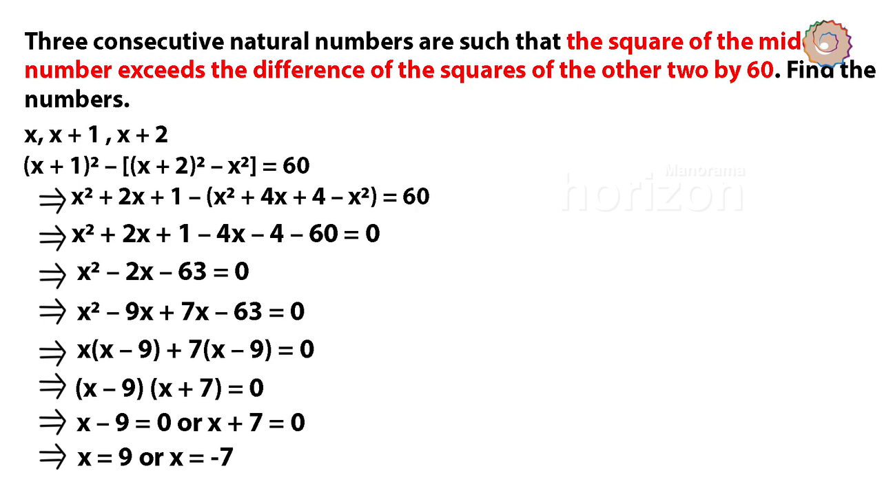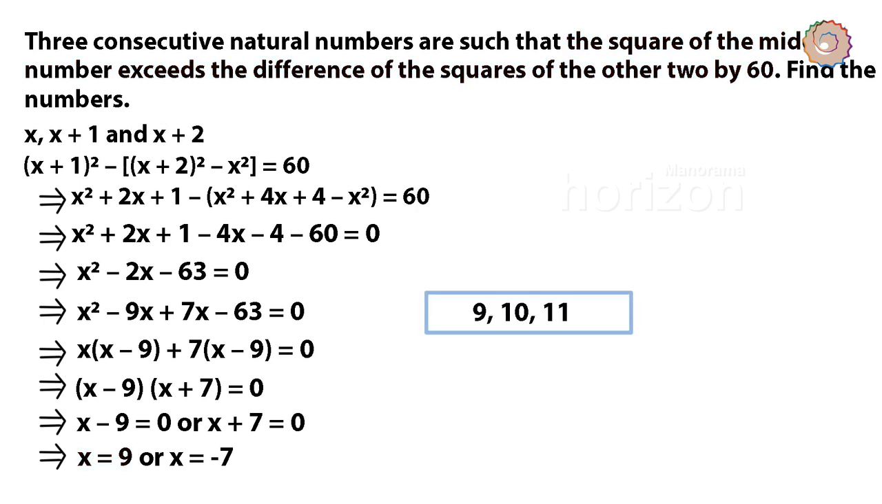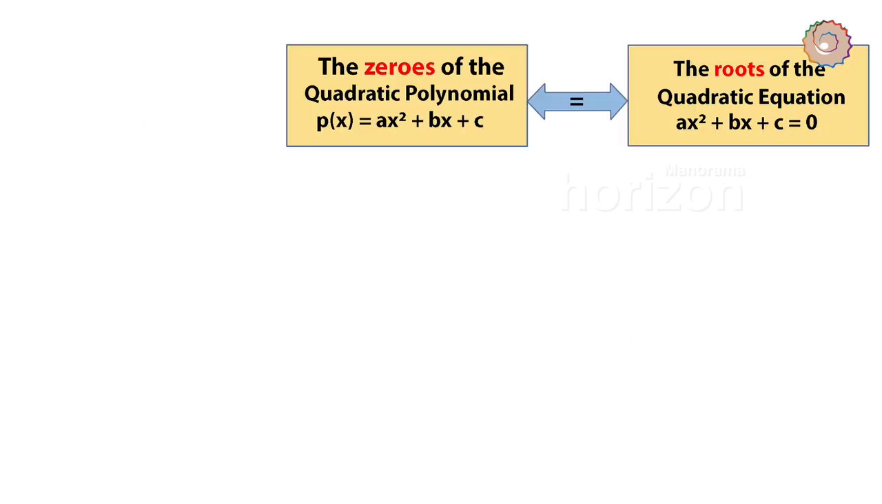But natural numbers cannot be negative. So x = 9. Therefore, the three consecutive numbers are 9, 10 and 11.